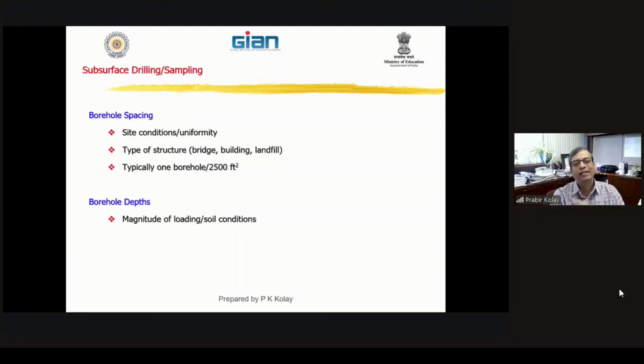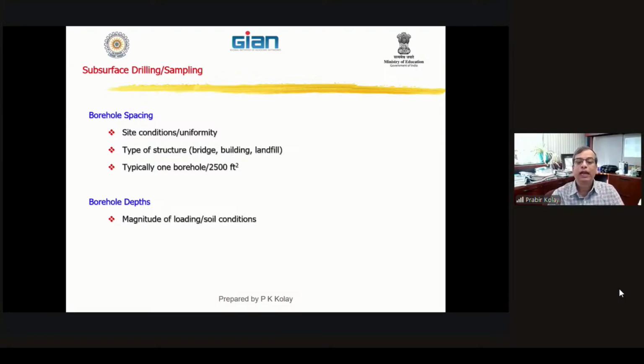So boring spacing depends on the site conditions and uniformity. Most of the time, the soil is not a homogeneous material, correct? So there are different types of soils. And at the site, you will not get pure coarse grain soil or fine grain soil, or cohesive soil or cohesionless soil. It is a mixture of different soils. And as I mentioned, it can be silt, sand, gravel, and clay, mixed with all these different materials. And then also the type of structures you are going to make. Again, depending on the structures, you need to be careful.